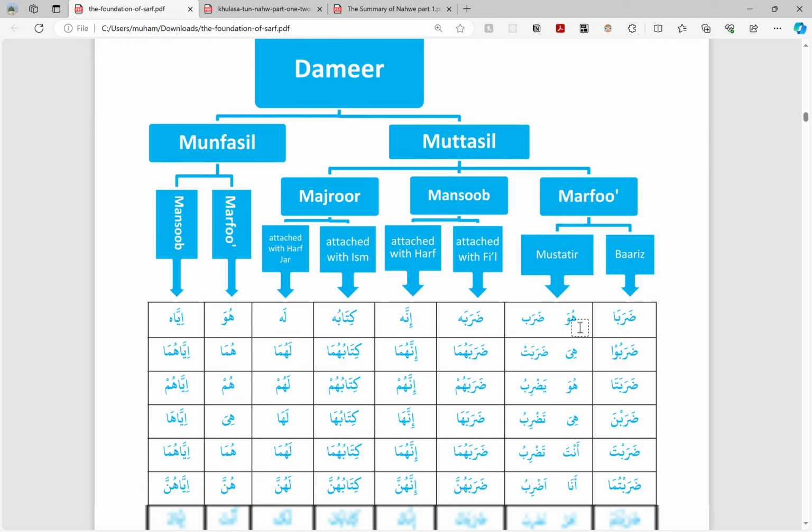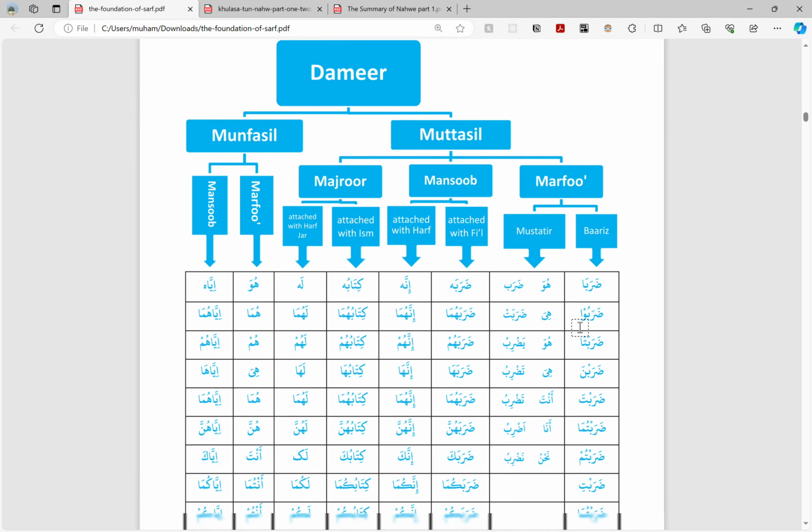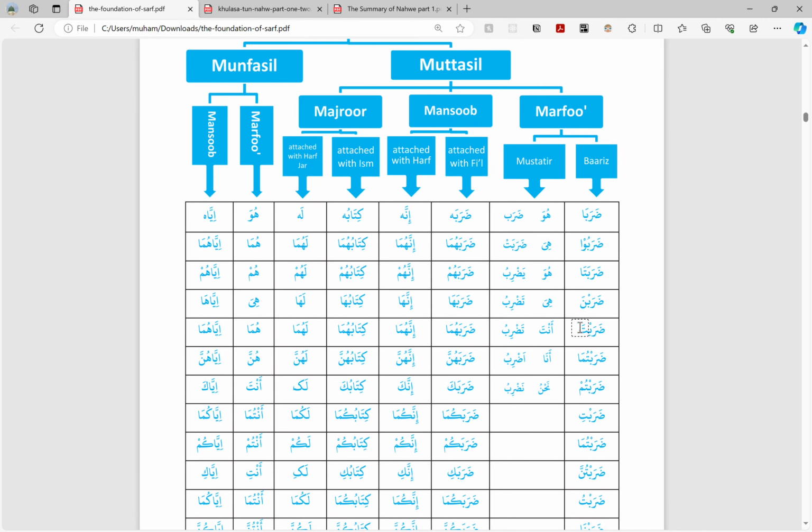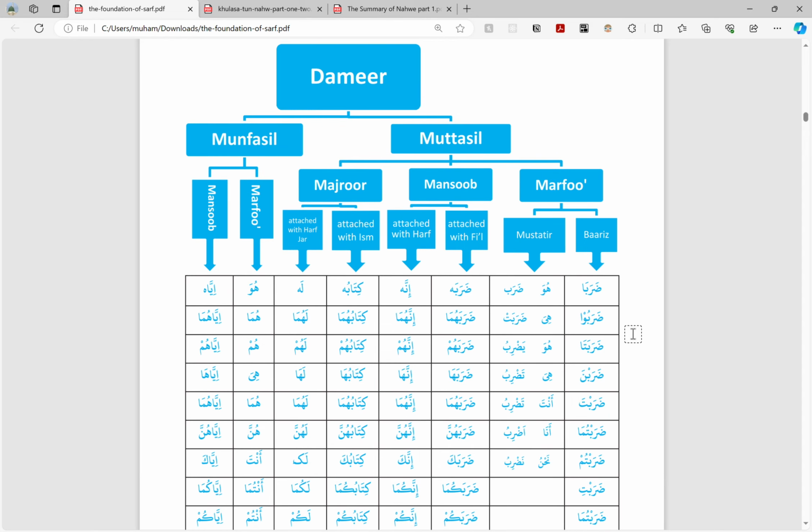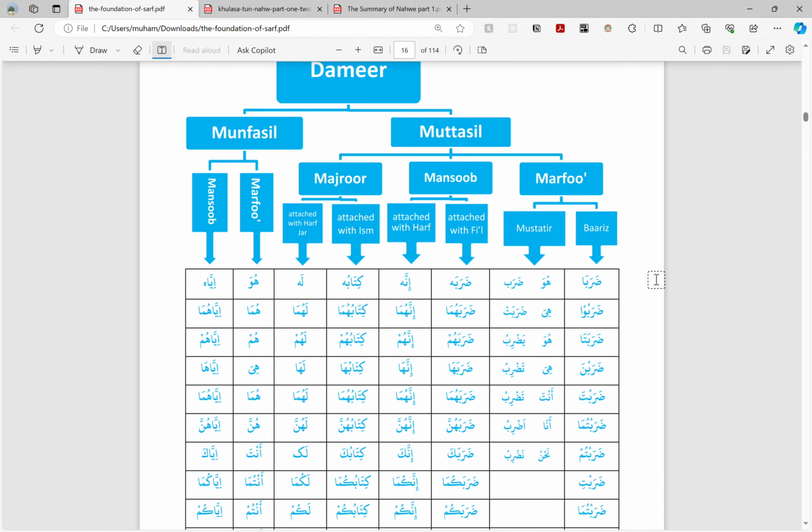This is a good chart that they provided. I would encourage everybody to take a look at it, go through it, and actually follow it, and then look back at the lesson, and then try to map it out as they have.